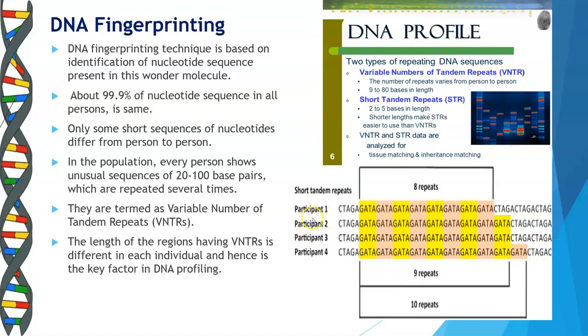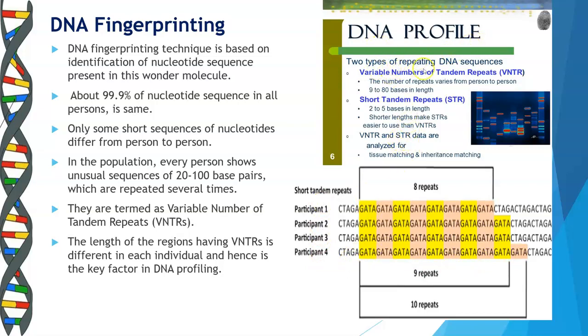Have a look at this image here. There are 4 participants, participant 1, 2, 3 and 4. And have a look at the repeat in the sequence, the GATA sequence. If you count 1, 2, 3, 4, 5, 6, 7, 8, it's repeated 8 times. In these 2 participants, the same sequence is repeated 9 times. In the 4th participant, the same sequence is repeated 10 times. So these, students, are called short tandem repeats, which are also called STRs.